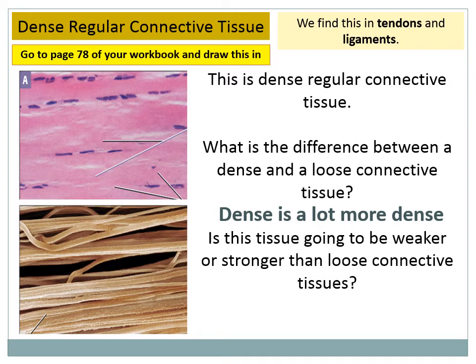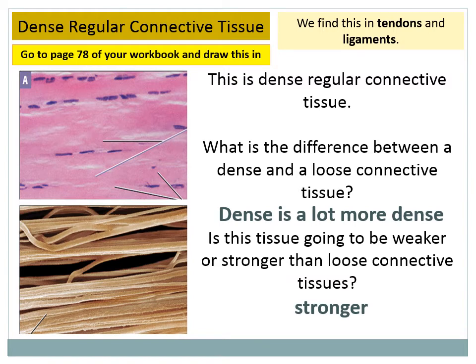So thinking about this and thinking about where we find it, is this tissue going to be weaker or stronger than loose connective tissue? This is a lot stronger. So dense regular connective tissue is very strong. It's very good at resisting tension. So think about your tendons and your ligaments. You put those parts of your body to work every single day, and they don't typically rip or break. That's because it's a very, very strong tissue.